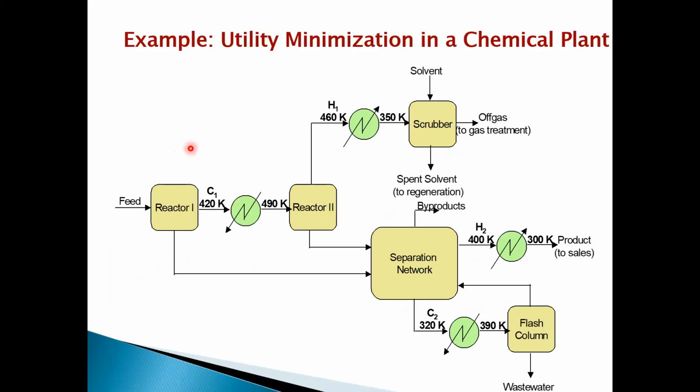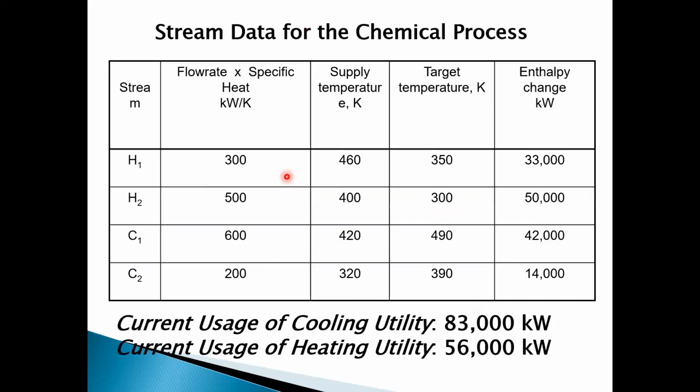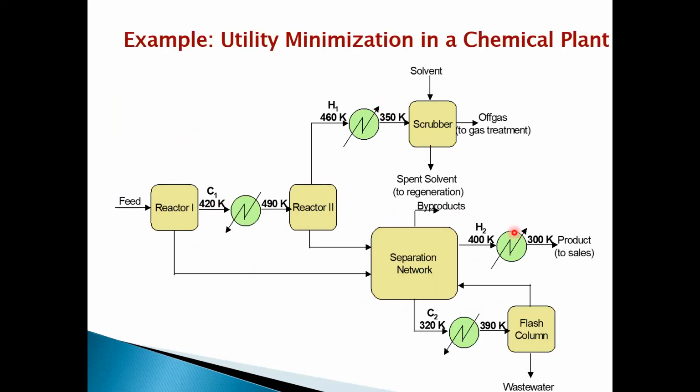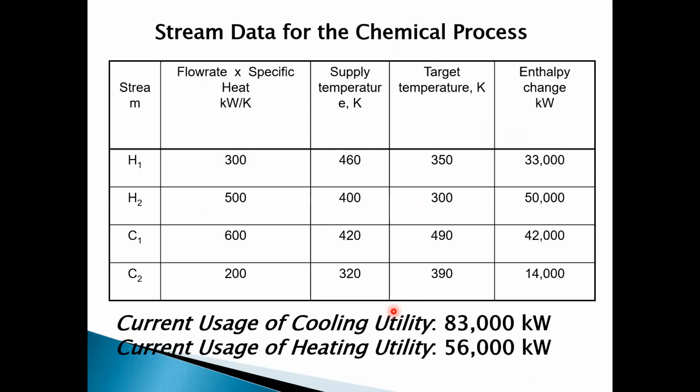Let's take now an actual process. Let's see how do we reduce the energy. So I have here 2 hot streams and 2 cold streams. Currently, I'm using only utilities for the heating and cooling. Is there any opportunity for saving? Yes, definitely yes. I can have those streams exchange heat with each other.